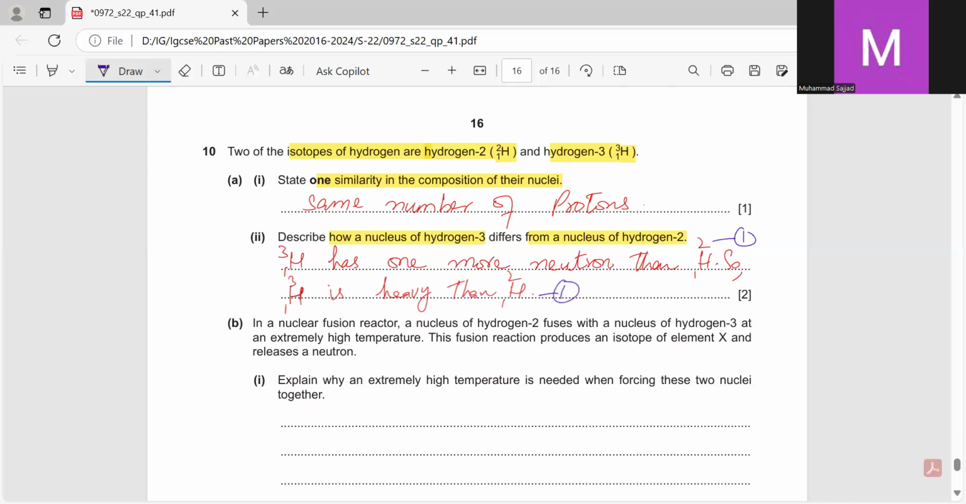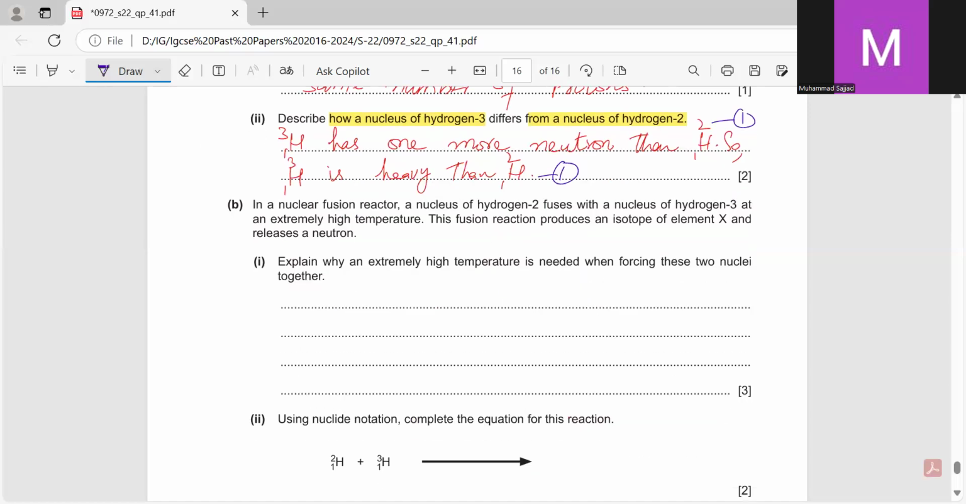Even you can say 1H3 has one more neutron than 1H2. So 1H3 is unstable as compared to 1H2. So stability also: as the number of neutrons increases in the nucleus of an element, the stability of that nucleus decreases. So it means 1H3 is more unstable than 1H2. That can also be written.